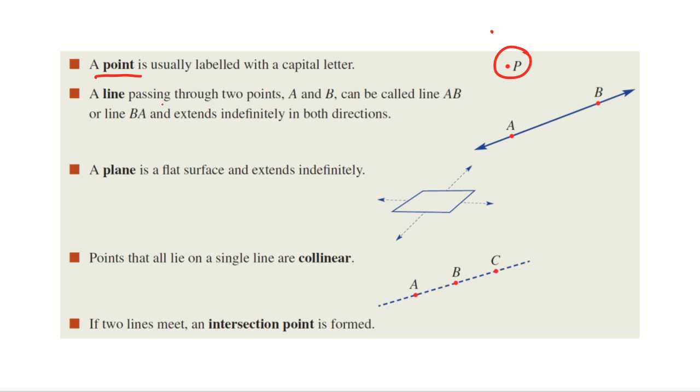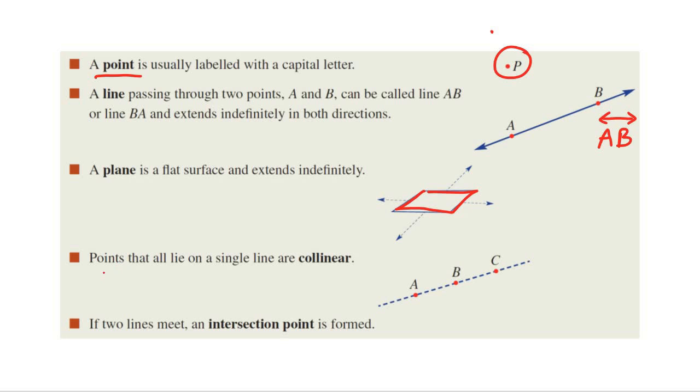Next we have line. A line passing through 2 points A and B is called a line AB. It is written like this, AB, and at the top we denote it like this arrow. They both extend indefinitely in both directions. Next we have a plane, which is a flat surface like this over here, and you see this is a plane and it extends indefinitely in all the 4 directions.